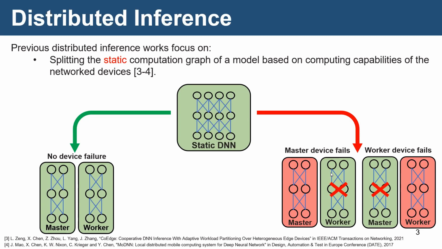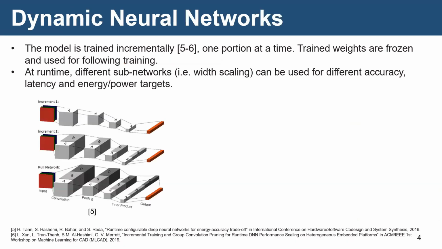The question we try to answer in this research is, can we co-design a model to solve this problem? The answer is yes. Dynamic neural networks is an emerging research field for model design. The key idea about dynamic neural networks is to use a specialized training algorithm to support the partial execution of the full network. Here I have an example from previous work.